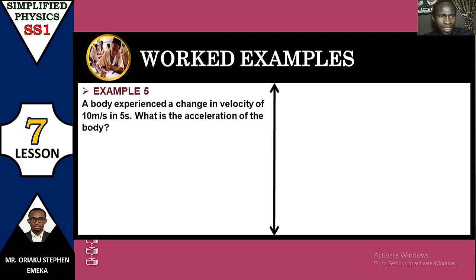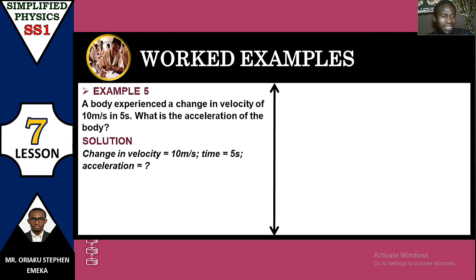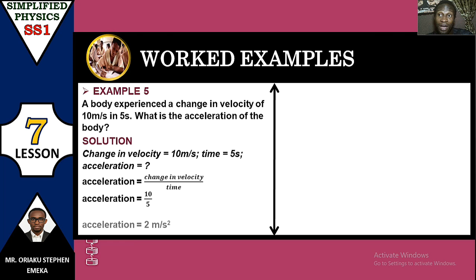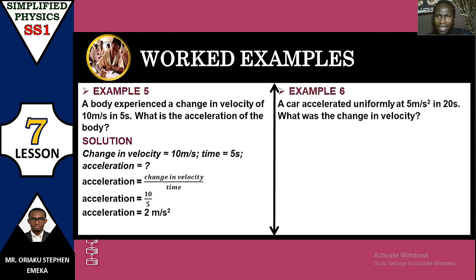Now let's go to some examples. A body experiences a change in velocity of 10 meter per second in 5 seconds. What is the acceleration of the body? Solution. They have given us a change in velocity as 10 meter per second, and the time is 5 seconds. What is acceleration? Acceleration is change in velocity over time. So that is going to give us 10 divided by 5, and that will give us 2 meter per second square. That is the acceleration.